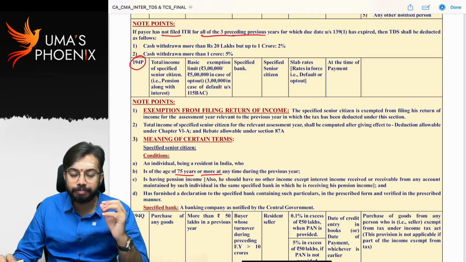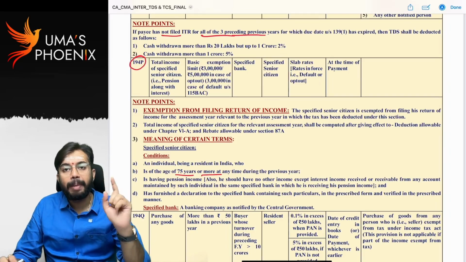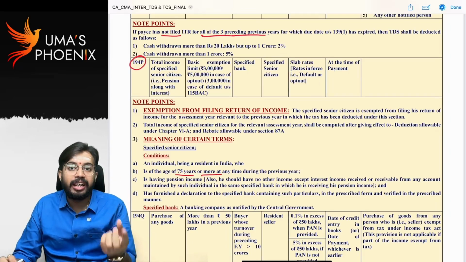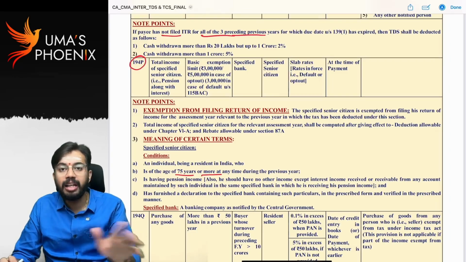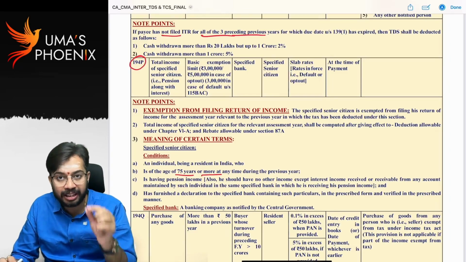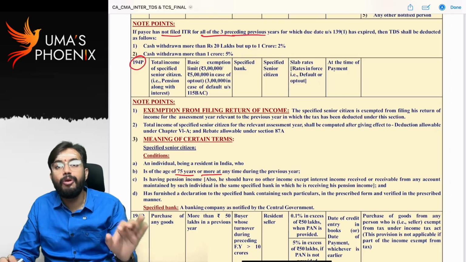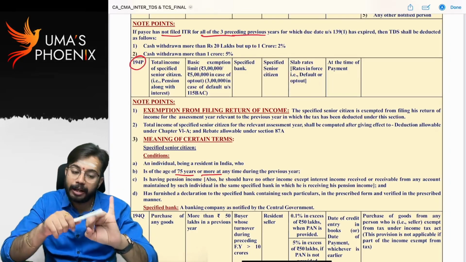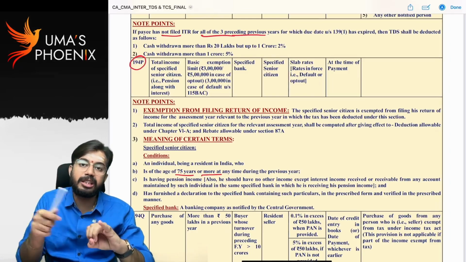For example, Mr. A is there. He is 76 years old. He gets pension from the government in SBI bank. So he should have only two incomes: pension credited in SBI bank and interest received from SBI bank. If interest is received from any other bank, then he is not eligible for the relaxation. He is eligible to not file income tax return only if he has two incomes. One is pension income, another one is interest from the bank in which pension is credited.